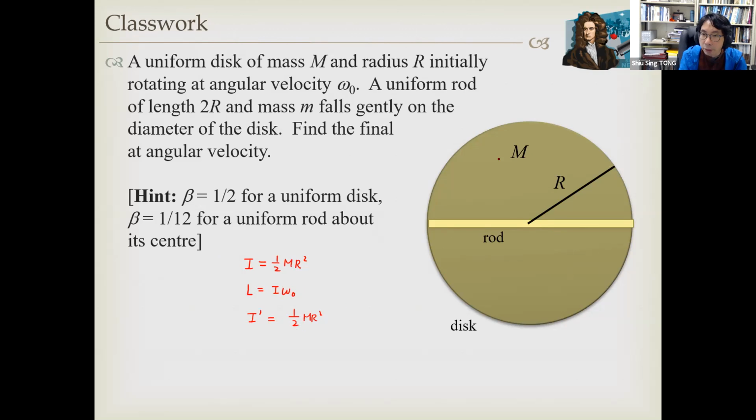This term is still there because this is always there, right? But now we also have the rod. For the rod, the moment of inertia about the center is 1/12 multiplied by the mass of the rod. The mass of the rod is small m. And the length of the rod, now notice that the length of the rod is not L. It's now equal to the diameter of the disk. The diameter is 2r, so you have (2r) squared here because this is the length of the rod, right?